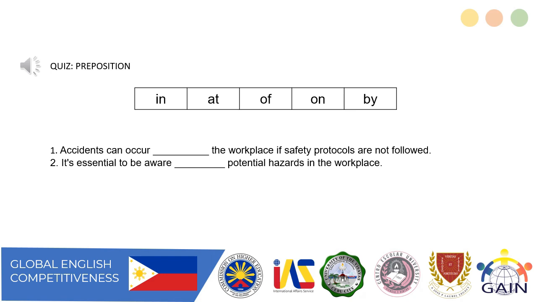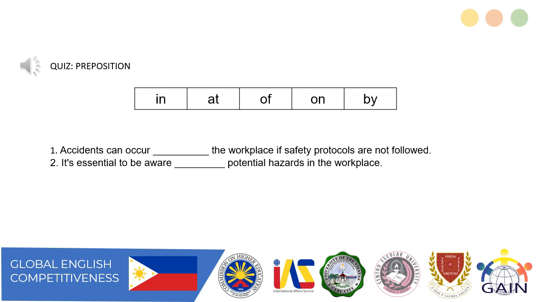Now it's time to assess your mastery on the proper use of prepositions. Let us start with the first sentence. Accidents can occur blank the workplace if safety protocols are not followed. Do we use in, at, off, on, or by? The correct preposition to use is in. Accidents can occur in the workplace if safety protocols are not followed. As you can see, the preposition in is used here to convey the idea that accidents may happen within the boundaries of the workplace if safety protocols are not adhered to.